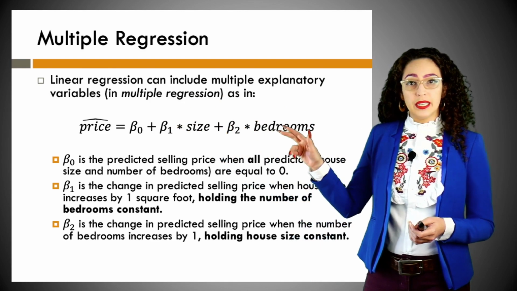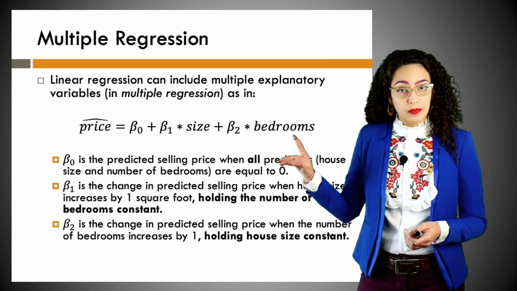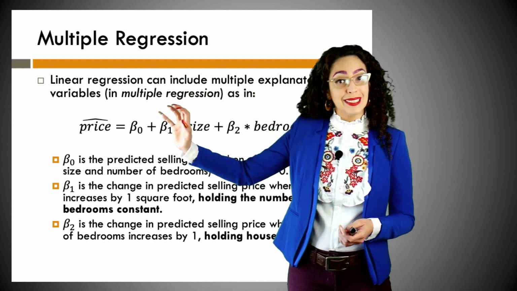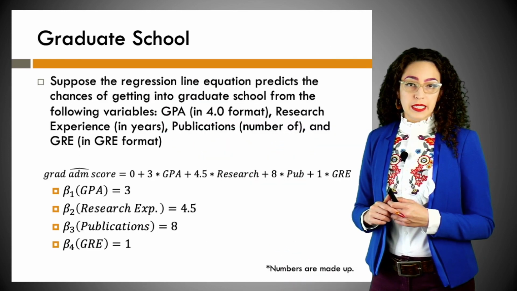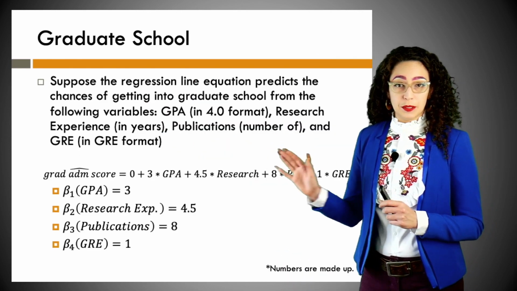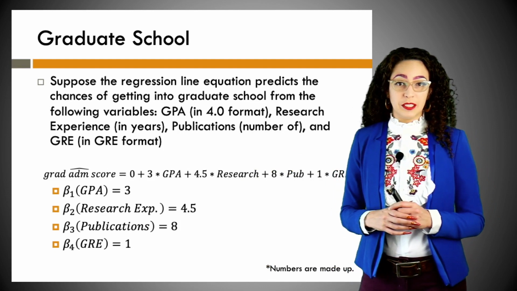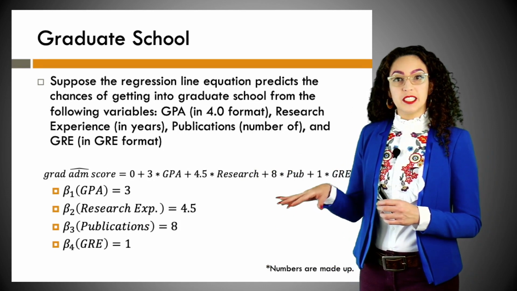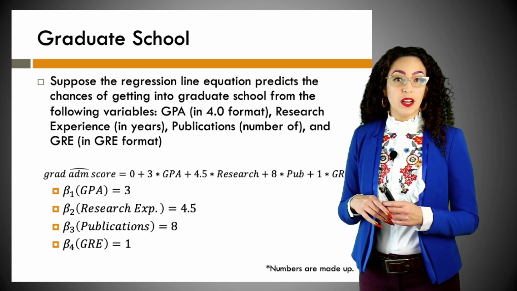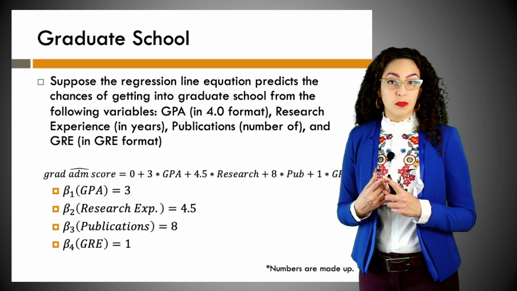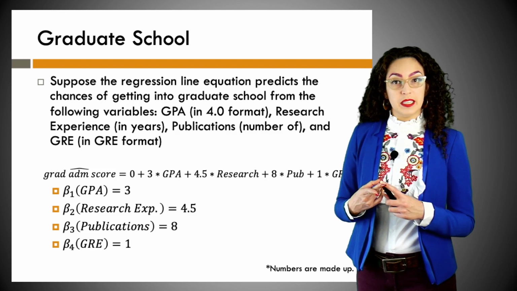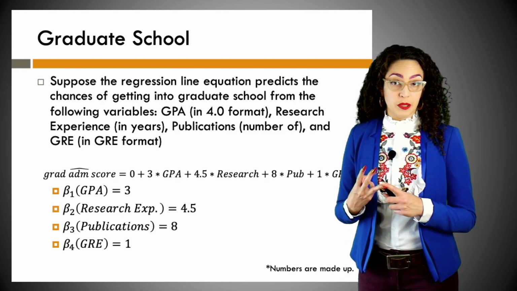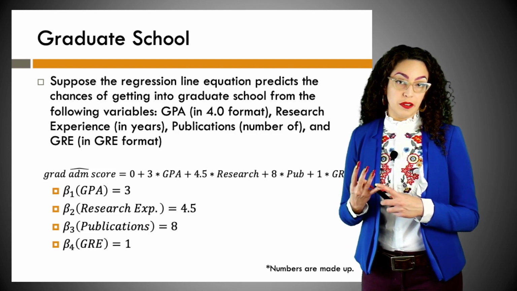Now beta 2 is how much the price is expected to go up for every additional bedroom, holding size constant. Here is a made-up example, so don't use this as your metric to try to get into grad school, though some of it is important. Suppose the regression line equation here predicts the chances of getting into graduate school from the following variables. We have GPA on the 4-point scale, research experience in the number of years, the number of publications you have, and your GRE score in the GRE format.